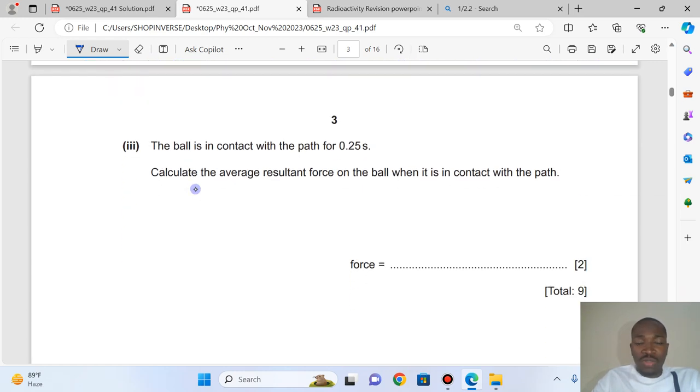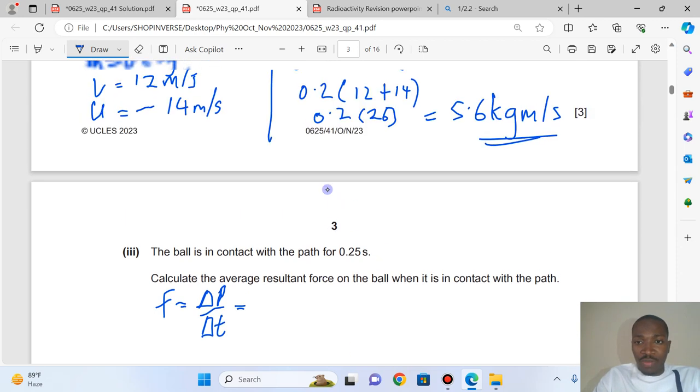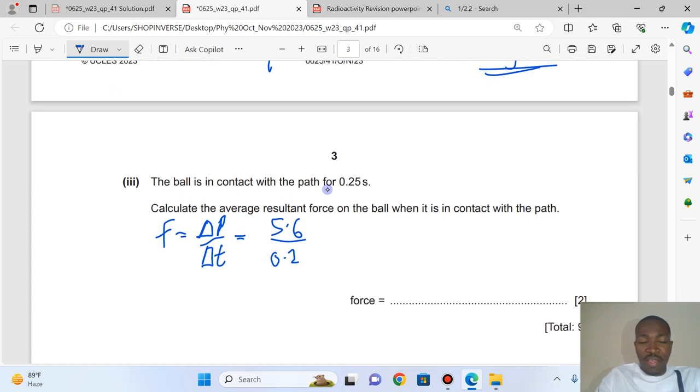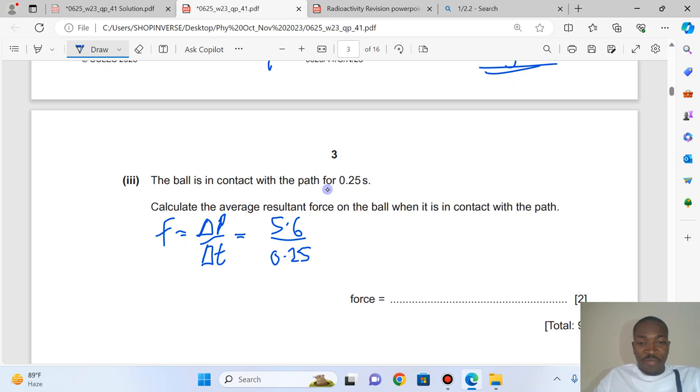The ball is in contact with the path for 0.25 seconds. Calculate the average resultant force on the ball when it is in contact with the path. What's the formula for force? Force is equal to change in momentum divided by change in time. Force is the time rate of change of momentum, in line with Newton's second law of motion. The change in momentum is what we calculated in the previous part, which is 5.6, and the time taken is 0.25. If we divide 5.6 by 0.25, that's the same thing as multiplying 5.6 by 4.